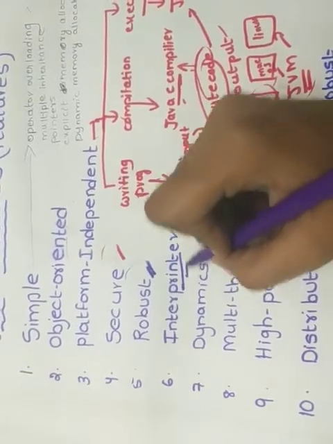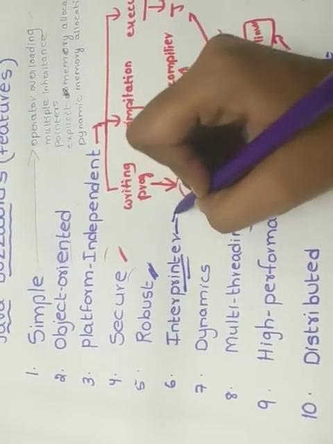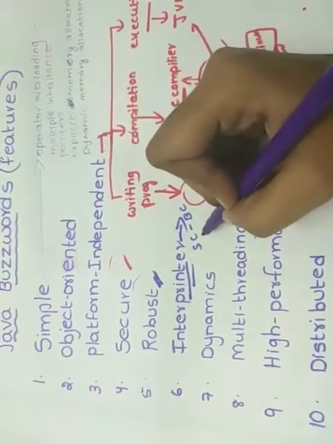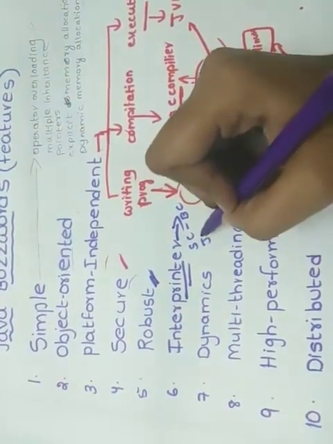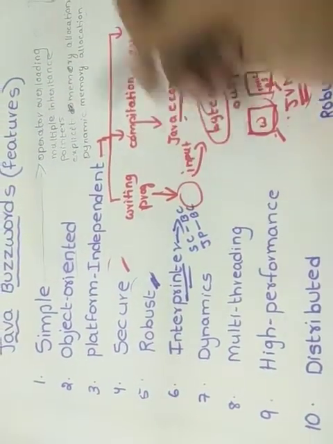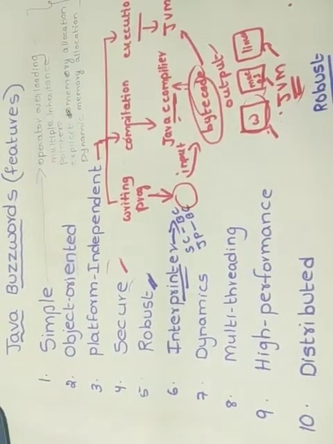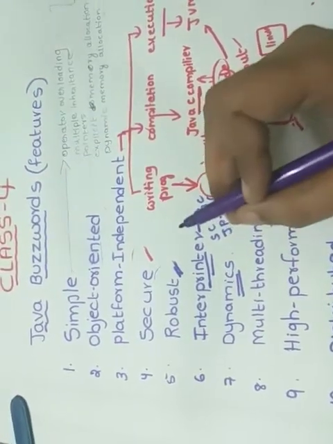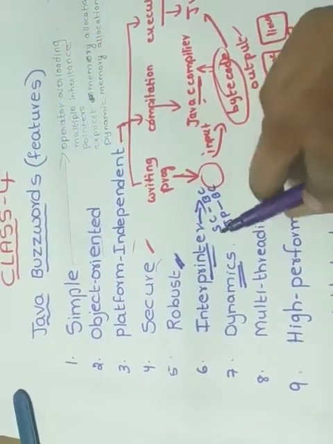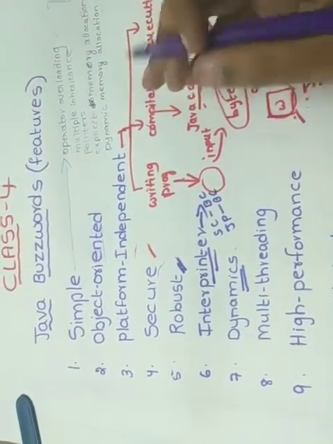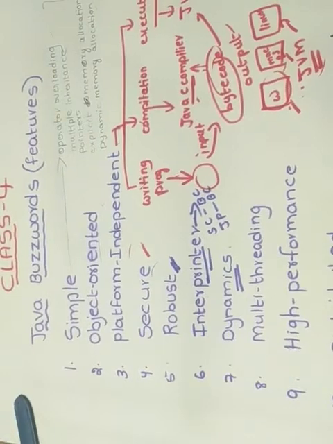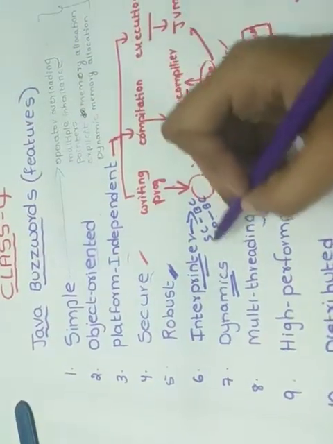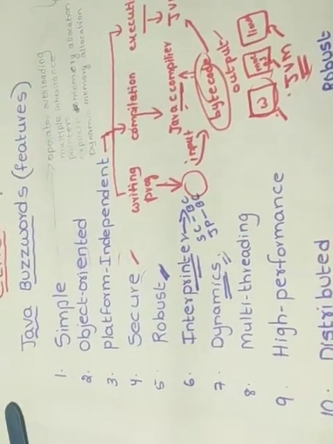Next one, interpreter. Interpreter means it converts source code into binary code. That means it converts a Java program into binary code. That is the meaning of interpreter. Java is dynamic. What is the meaning of dynamic? A Java program can access various runtime libraries. A library means information inside bytecode. So accessing various runtime libraries is called dynamic.